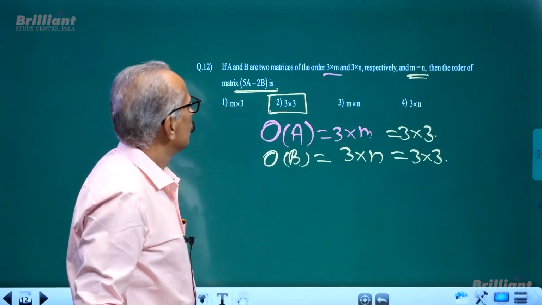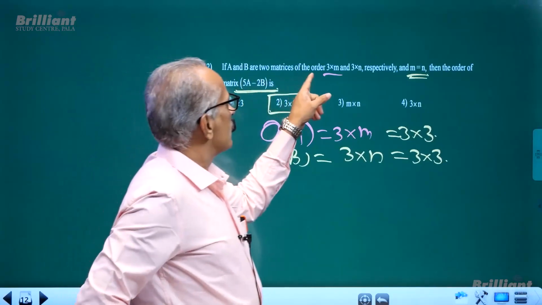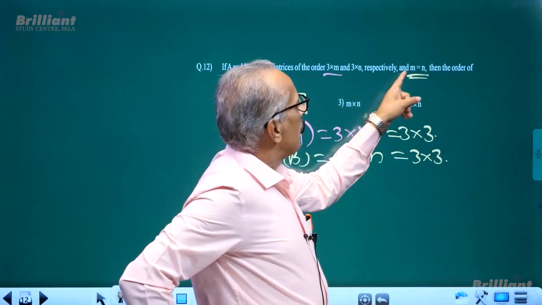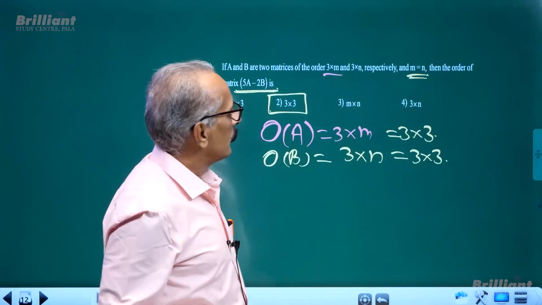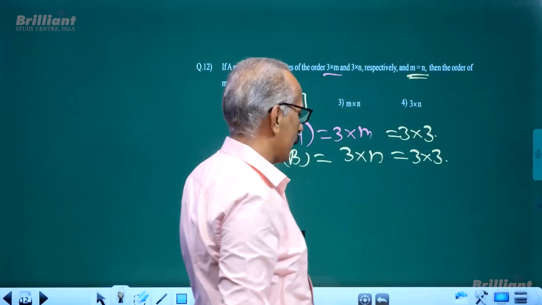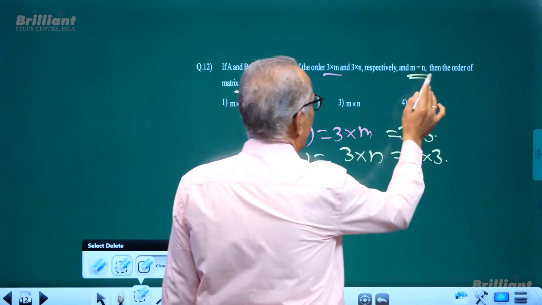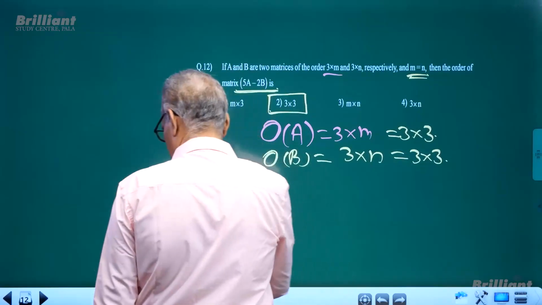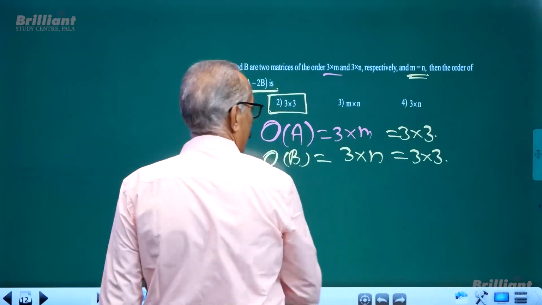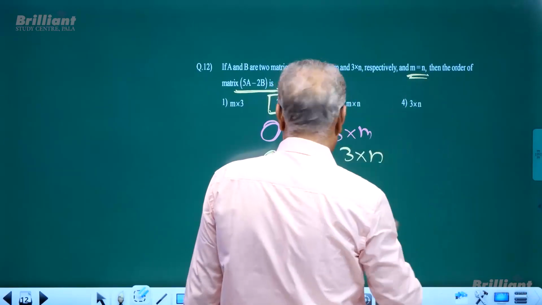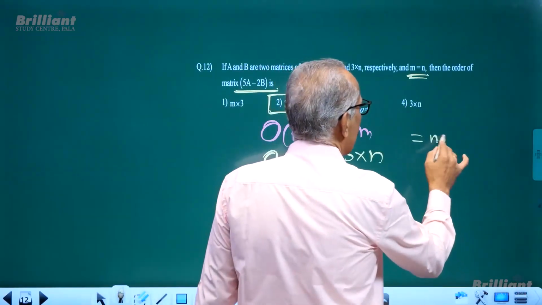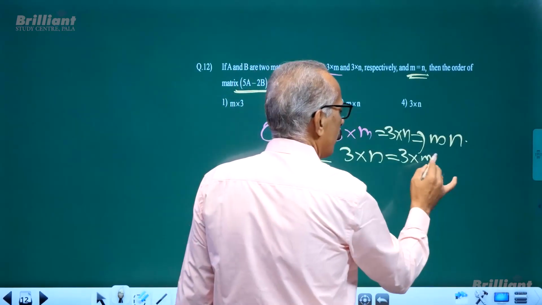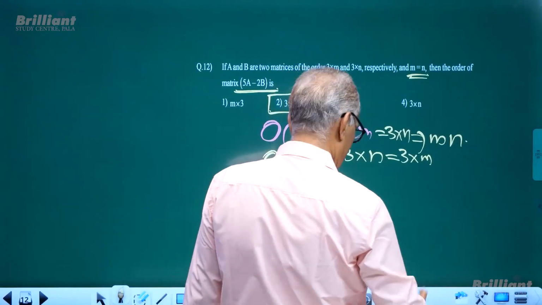Correct? Then you may think, why is it? A and B are two matrices of the order 3 by m, 3 by n respectively, and m is equal to n is given. You have to read everything. M is equal to n only is given. 3 by n is a possibility only. Here m is equal to n is given. That I'll write: m is equal to n. Therefore, this is equal to 3 by n. This also is 3 by m, 3 by n. Right?